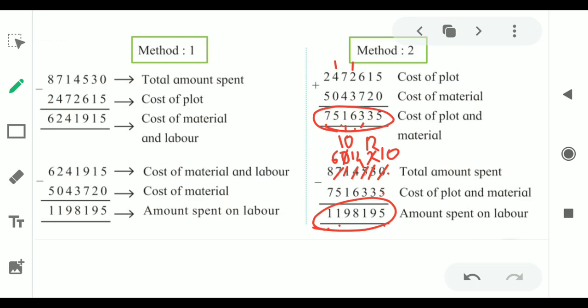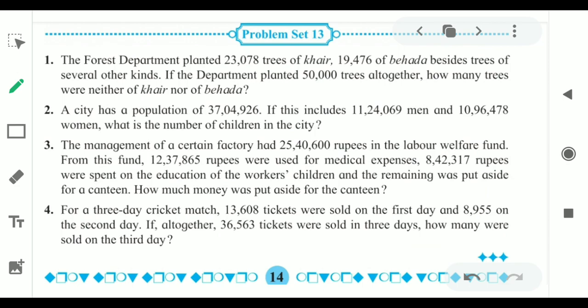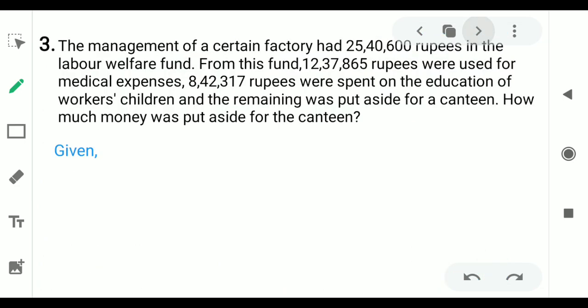See, in the first method we solved it one way, and now we solved it by another method, but we get the same answer. So now we solve problem set 13, the remaining questions number 3 and 4, by this method. Okay. So see here the question number 3.